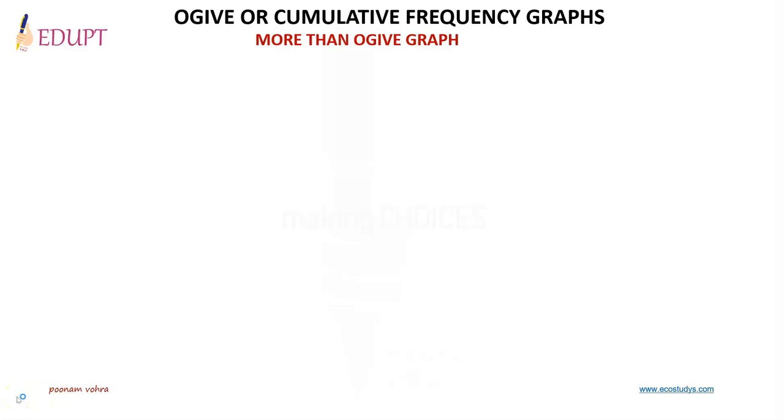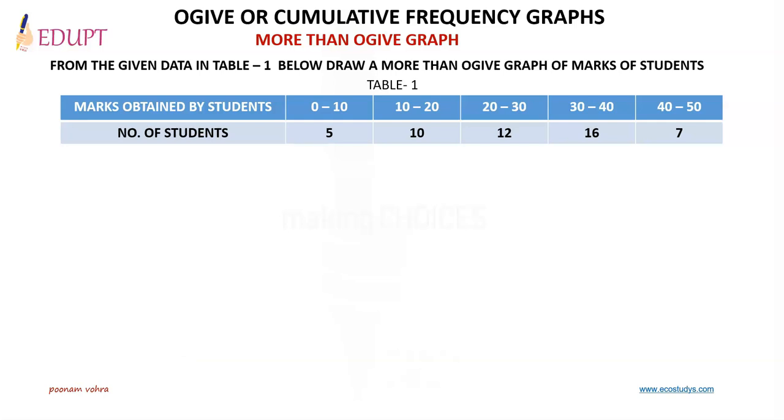Cumulative frequency graph is also termed as Ogive, and this we shall understand with the help of an illustration about the marks obtained by students and number of students, where marks obtained are given in class intervals 0 to 10 till 40 to 50, and number of students given are 5, 10, 12, 16 and 7. Let's go step by step.